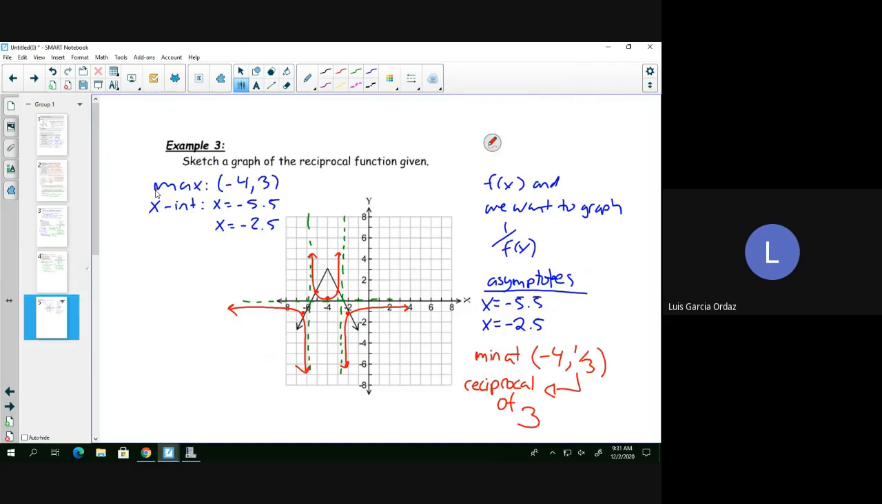Okay. So I want you guys to practice this, and I want you to ask me questions, because this is probably the most annoying part of Unit 4, drawing these reciprocal graphs. Remember the key points you need to look at: the max or min of the parent function f of x, where y is equal to plus or minus 1, and the x-intercepts. These three things will help you draw a reciprocal.